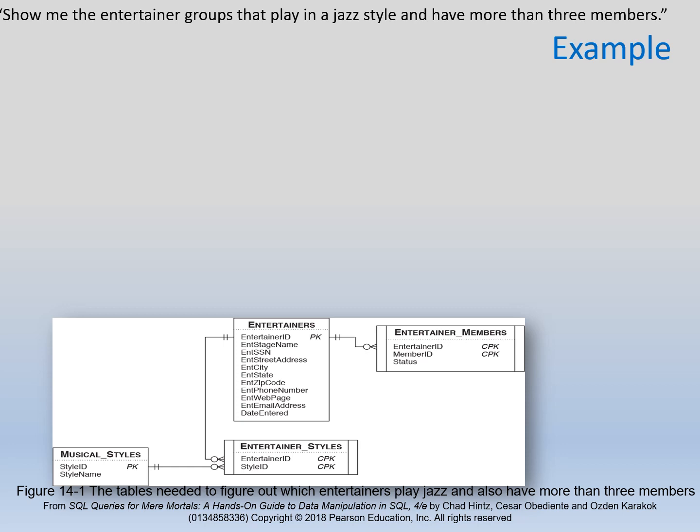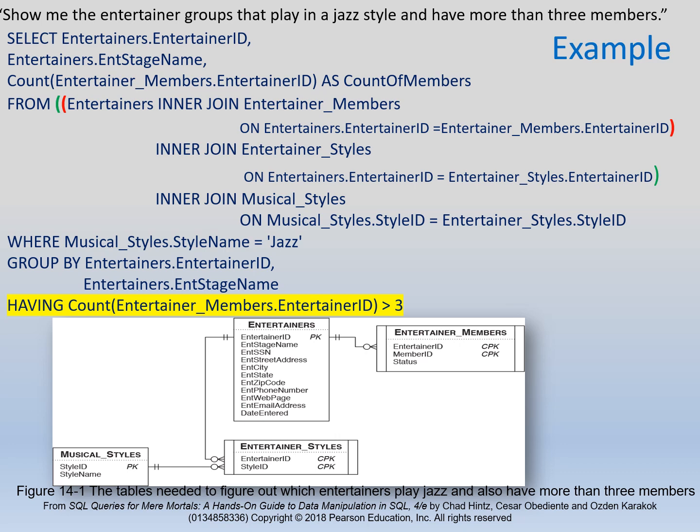This is the data model of the 4 tables involved in this query. This is our select statement. Notice we have one aggregate in the select statement, which is count. We are selecting entertainer ID and entertainer stage name in addition to the count. Notice in the from clause, we have inner joins on the tables entertainers, entertainer members, entertainer styles, and musical styles, the 4 tables that we see in our data model.